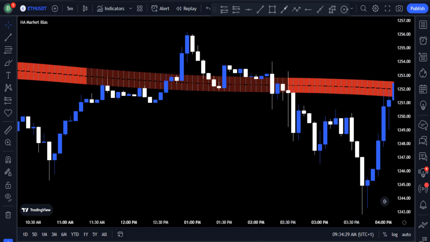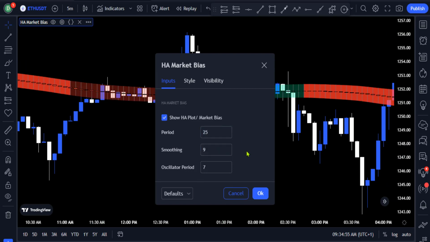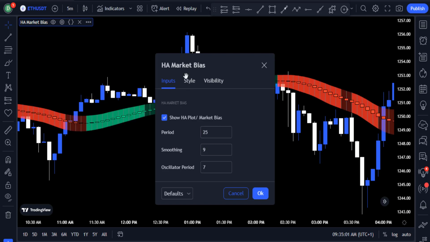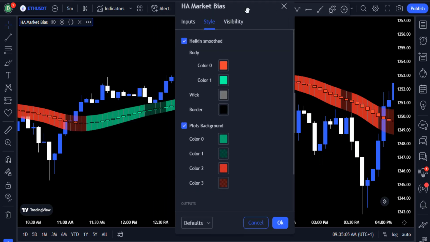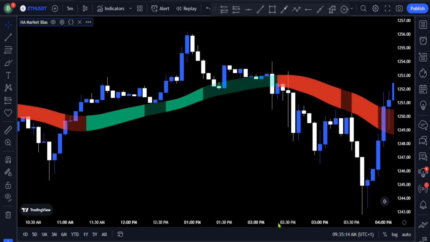Now, go to the setting of the indicator. And on this input section, you're going to change this period to 25 and this smoothing to 9. Then go to the style section and uncheck this Heiken smoothed checkbox and click OK.